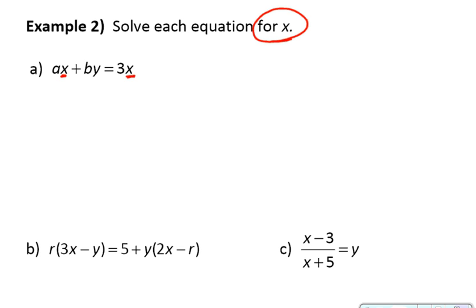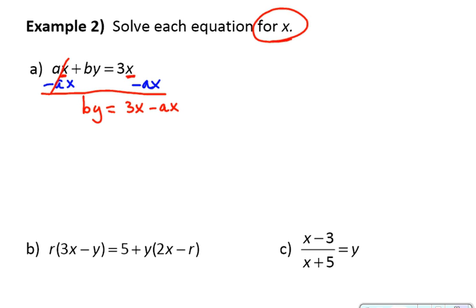So I think what I'm going to do, you can't tell which one's bigger, can you, because one's an a and one's a 3, is that I am going to subtract the ax from both sides. And that's going to leave me with, if those go away, by is equal to 3x minus ax.